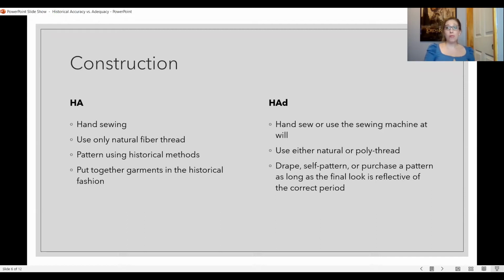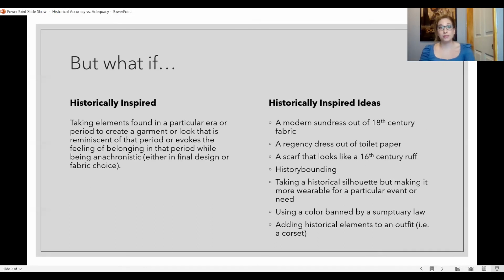Now you can drape, self-pattern, or purchase a pattern as long as the final look is reflective of the correct period. There are a lot of great places to go get patterns out there that are taken from extant garments. So you can get a historical pattern, but it gives you something to follow, especially if you're new at sewing or if you are less on the self-drape or pattern creation side and you're more about the actual construction side. Getting a historically accurate pattern might be what's best for you and might be what you enjoy. Again, that brings you under the historically adequate side.